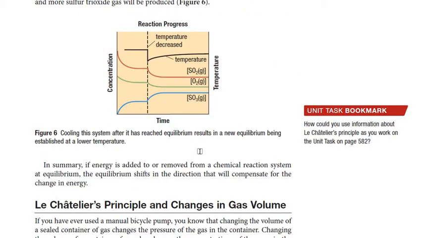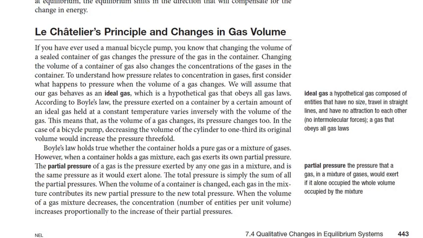In summary, if energy is added to or removed from a chemical reaction system at equilibrium, the equilibrium shifts in the direction that will compensate for the change in energy. Now, so far we have seen the effect of temperature and concentration on equilibrium position. In this part I want to talk about gas volume or pressure.